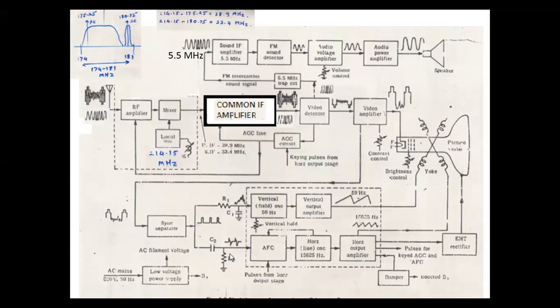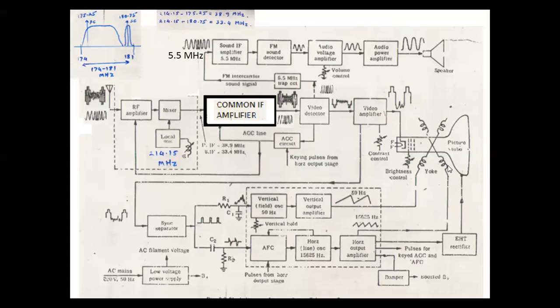Horizontal sync pulses drive the H oscillator. Vertical sync pulses drive the V oscillator. The V oscillator output is a V ramp, that is a vertical ramp of 50 hertz, and the H oscillator output is a 15625 hertz ramp output. So the V oscillator output goes to the vertical coil, and the H oscillator output, after amplification, goes to the H coil. So H coil and V coil.